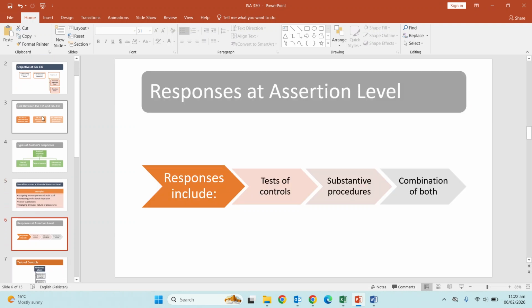So, here are responses at the assertion level. At the assertion level, the auditor designs specific audit procedures to address risks related to assertions, such as existence, completeness, accuracy, valuation, and presentation. So the auditors may respond by performing tests of control, substantive procedures, or a combination of both, depending on the nature of the risk and reliance on controls.